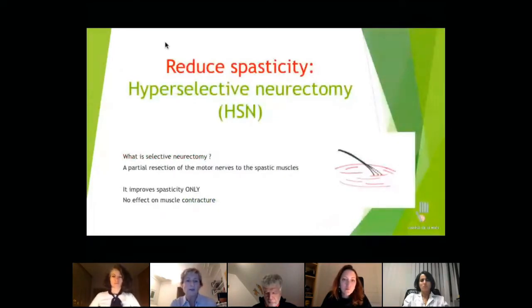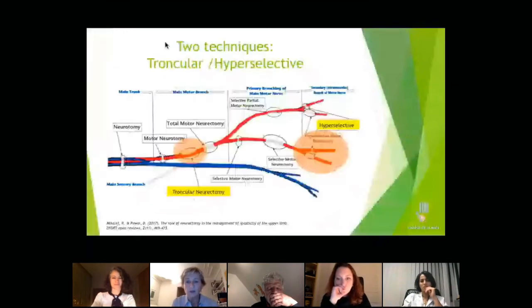What is exactly selective neurectomy? Well, it's a partial resection of a motor nerve to the spastic muscle. We remember that most muscles have different motor branches reaching it. So every single motor branch is going to undergo this partial neurectomy. So remember, this is meant only for spasticity. If there is muscle contracture, it must be treated otherwise. There are mainly two techniques of partial neurectomy. The truncular technique, you see here at the level of the trunk, and what we have termed the hyperselective neurectomy at the level of the terminal branches.